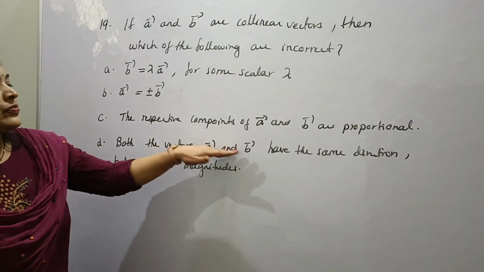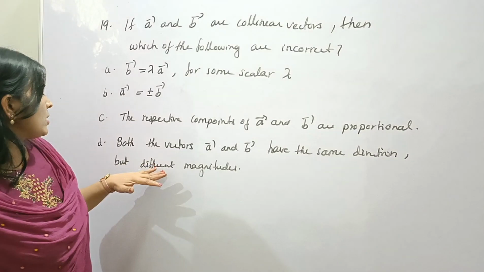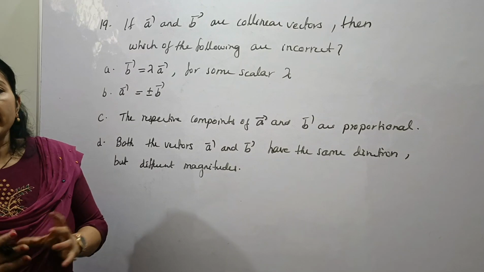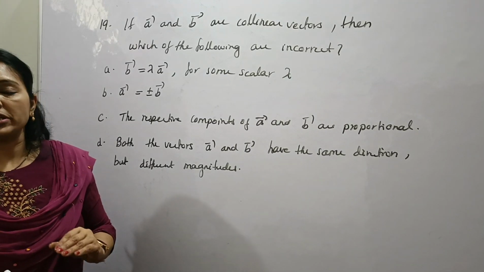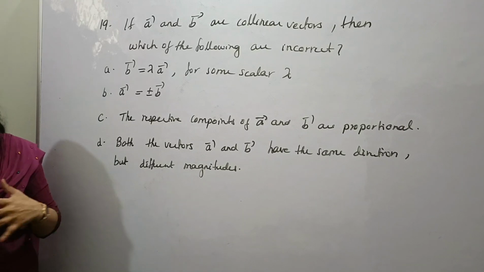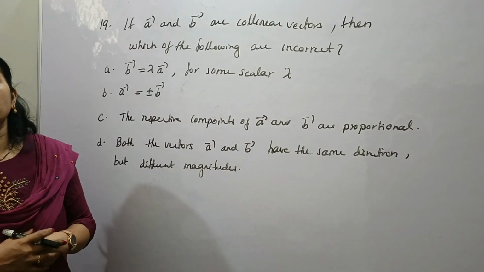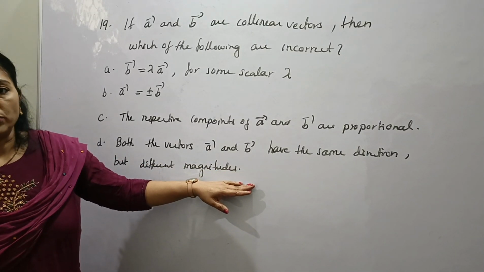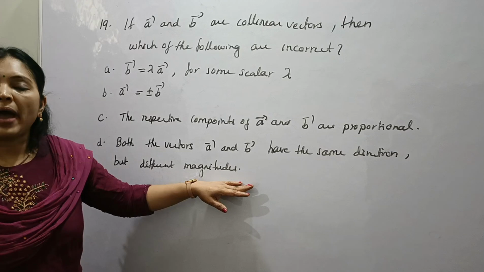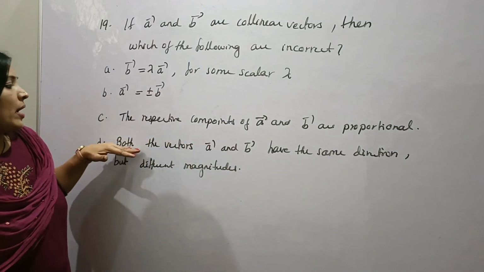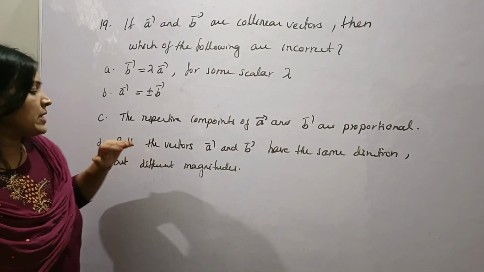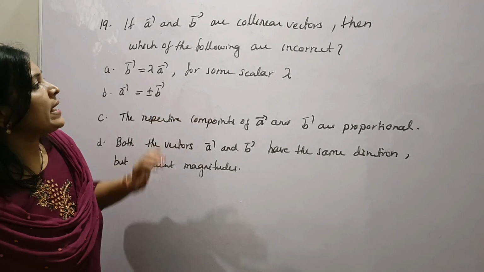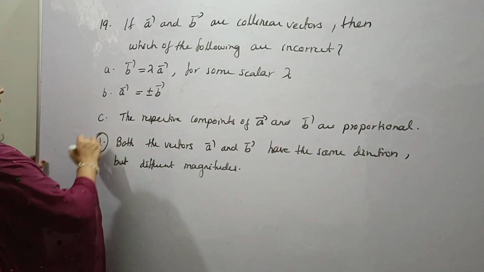Both the vectors, vector A and vector B, have the same direction but different magnitudes. That is wrong, right? Because we studied that two vectors are collinear if they are parallel to the same line, irrespective of direction and magnitude. Here it doesn't matter about magnitude and direction. So the statement that both vectors have the same direction but different magnitudes is false. It's not true. Okay, therefore it is the incorrect statement. Therefore it is the answer.